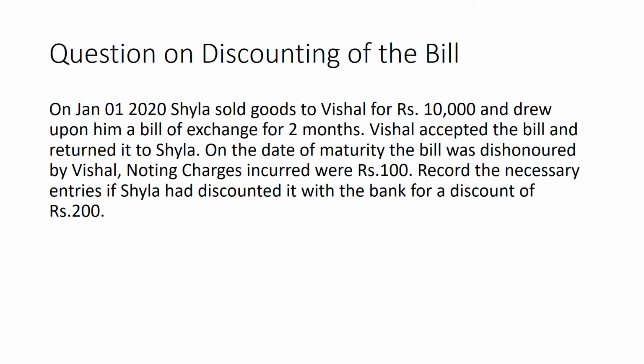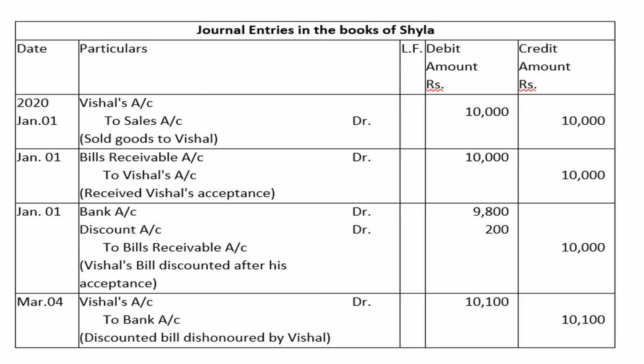So, in this particular video, we will learn about discounting of the bill and renewal of the bill, and the rebate will be learned in the next session. The first entry will be for selling of goods to Vishal on credit. So, the entry will be in the books of Shaila, Vishal's account debit to sales account. In turn, he accepts a bill and gives the bill to Shaila. So, Shaila is receiving a bill. So, the journal entry will be bills receivable account debit to Vishal's account.